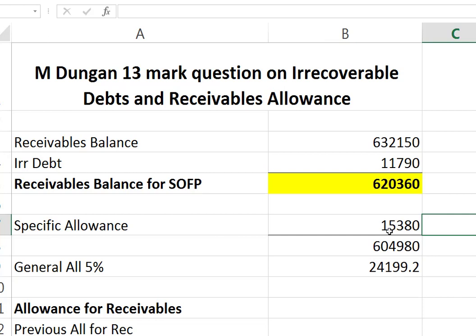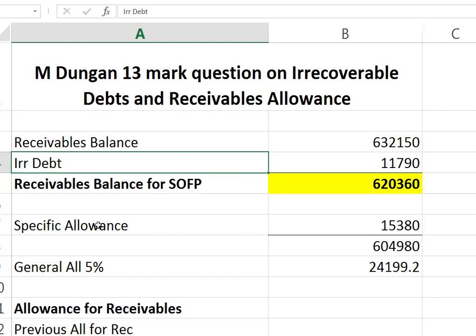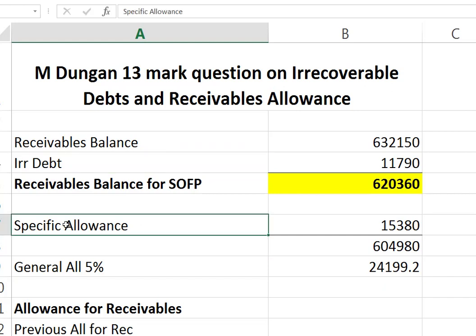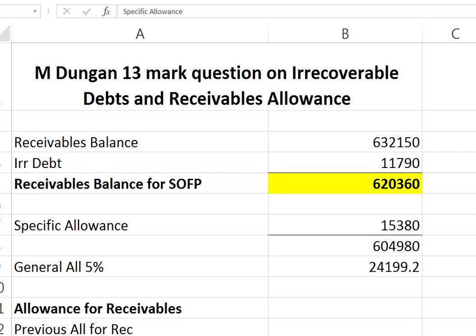That means that 604980 is the subject of my general allowance. Do you remember we said go with the write-offs first, then the specific allowances, and only when you've taken both of those off are you going to figure out your general allowance figure. So let's come back and just have a look at that.